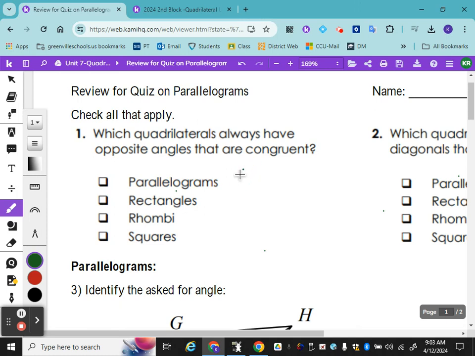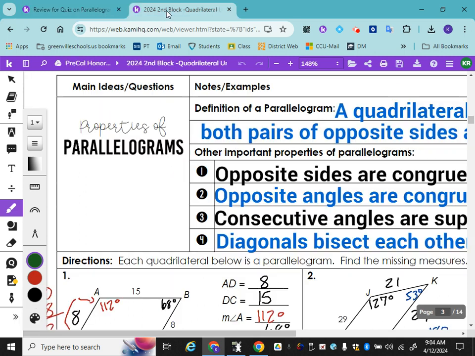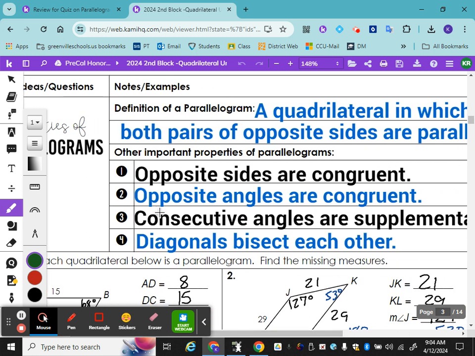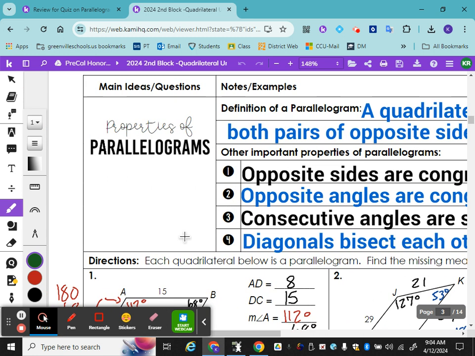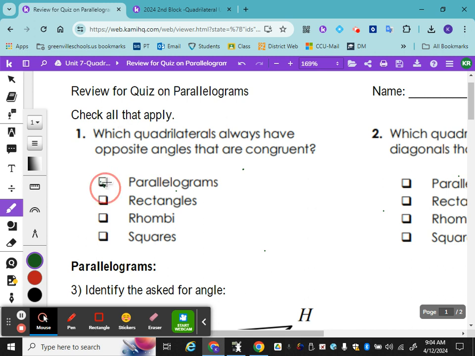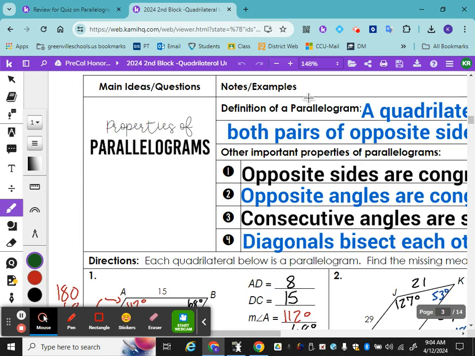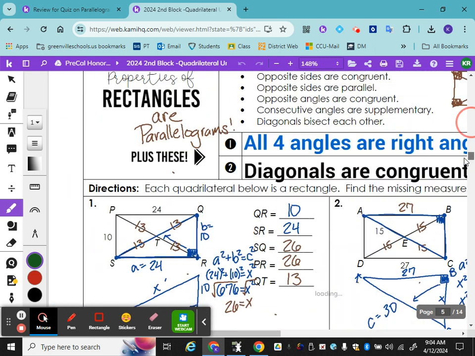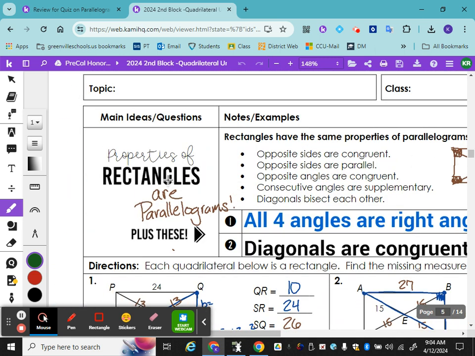I wanted to work the entire review for parallelograms with you so you can study if I can't get to you. Which quadrilaterals always have opposite angles that are congruent? Look at your notes. Look at the top of every page of your notes. Opposite angles are congruent. So yes for parallelograms. Go to the next page that's written out at the top of every page. There's no reason to miss these.